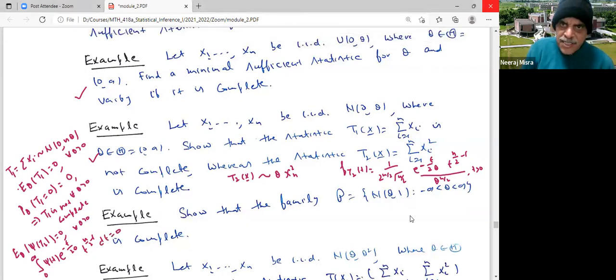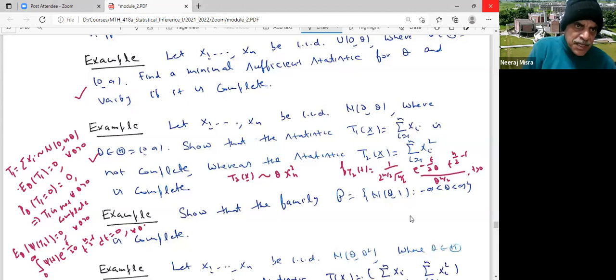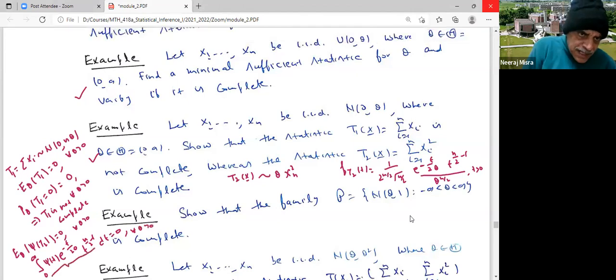Because theta to the power n by 2 is constant, and that gets consumed with 0 for every theta. But what is this? There is an e to the power minus t by 2 theta. So it is kind of a Laplace transform. And Laplace transform is 0 in an open interval.